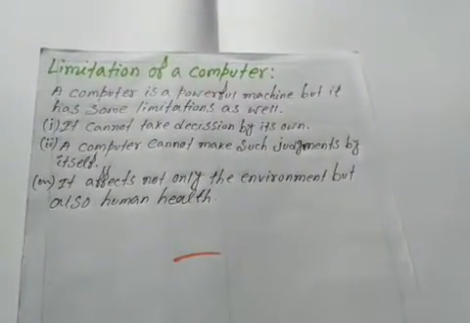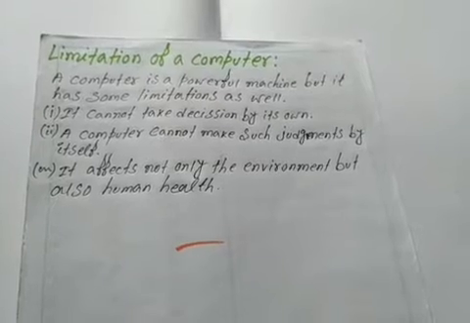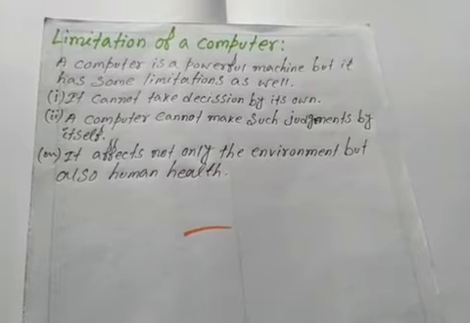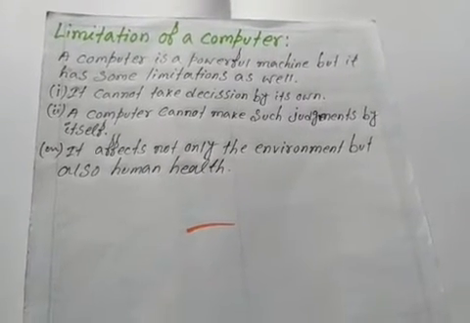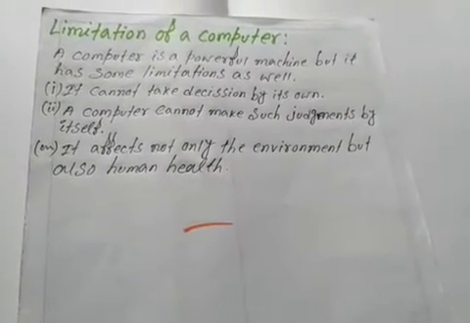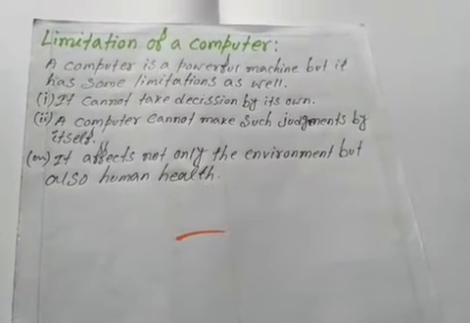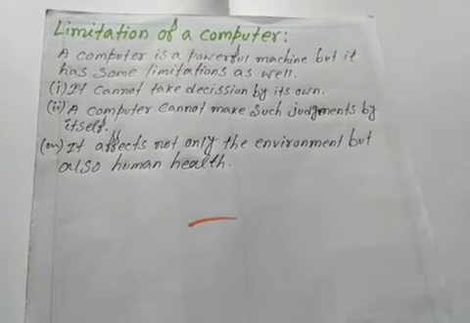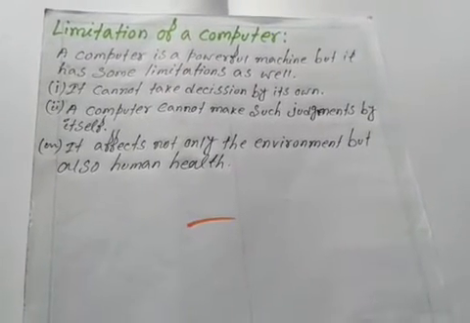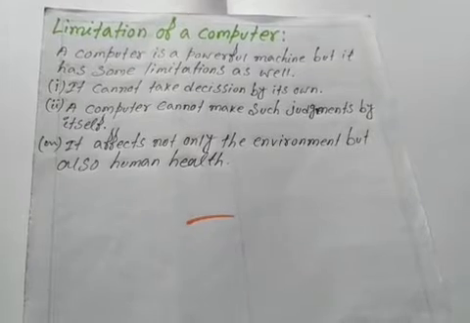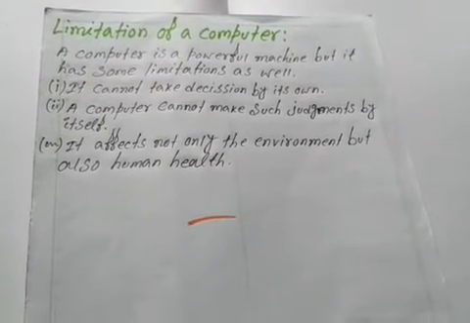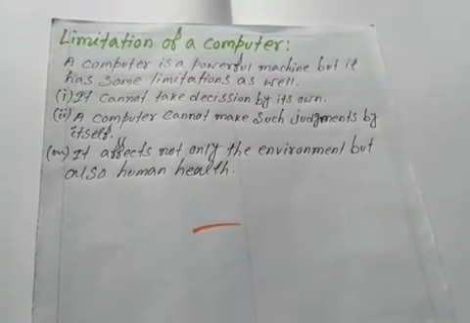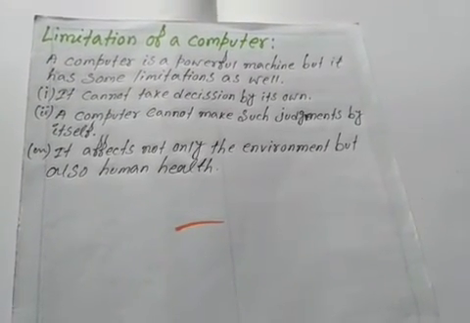Then we will discuss the limitations of a computer. A computer is a powerful machine, but it has some limitations as well. First, it cannot take decisions on its own. A computer has no intelligence. That's why it cannot take decisions on its own. Secondly, a computer cannot make such judgments by itself. Thirdly, it affects not only the environment but also human health. These are the limitations or disadvantages of a computer.